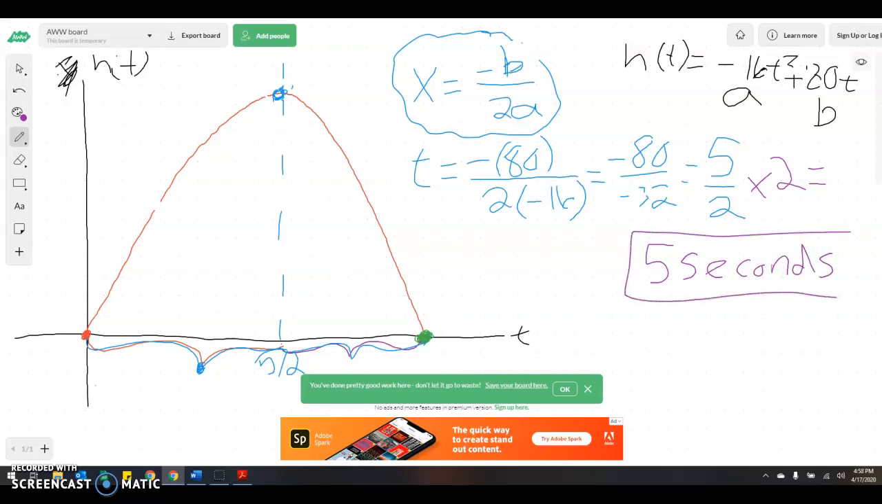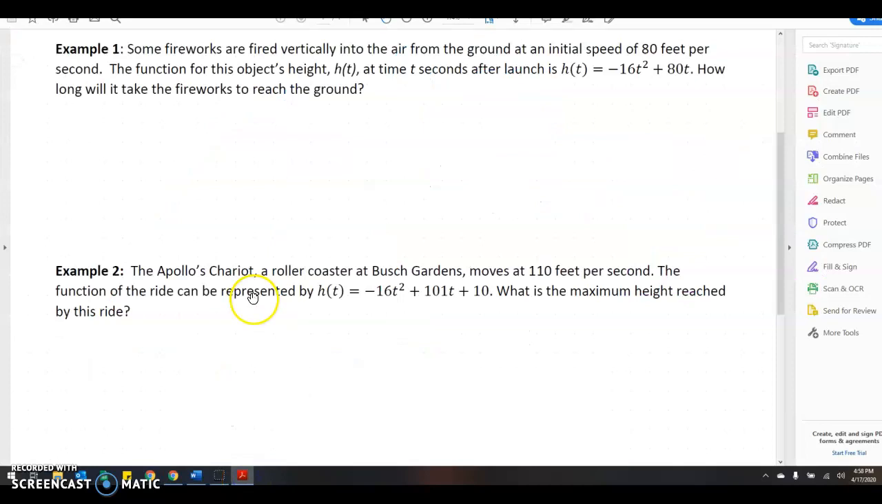Right, so the question asks, how long is it going to take? It's going to take 5 seconds. So that's one of the ways that I can ask questions about these: I can say, how long will it be until it comes back to the ground?